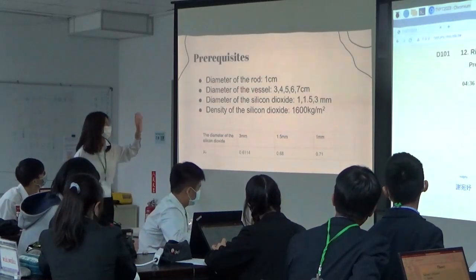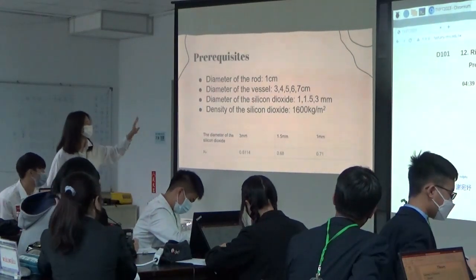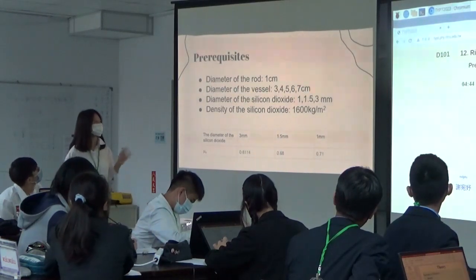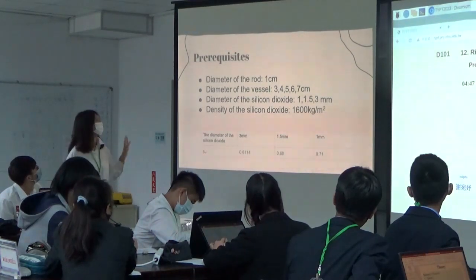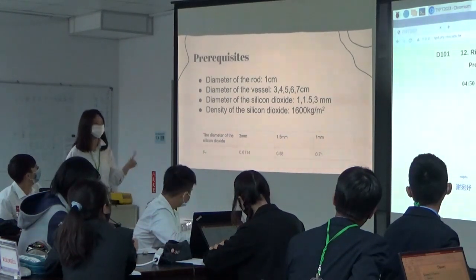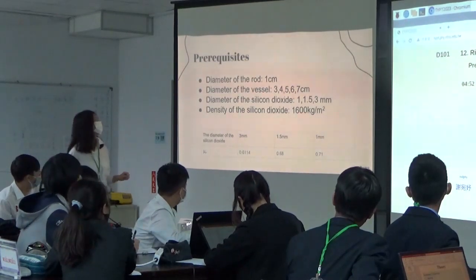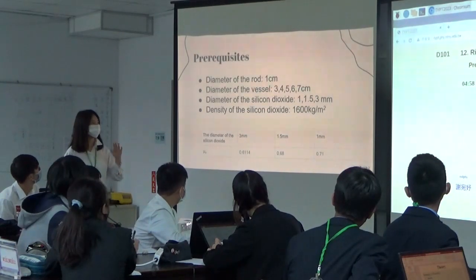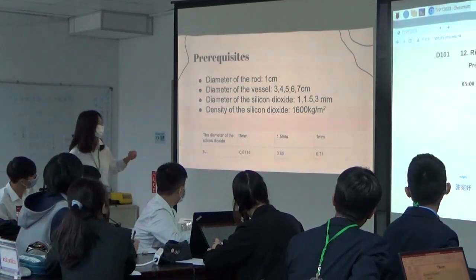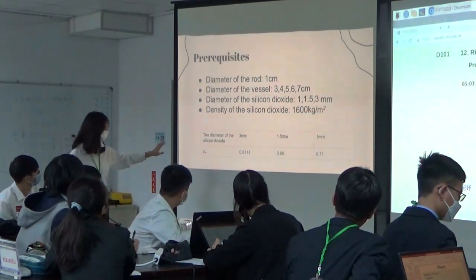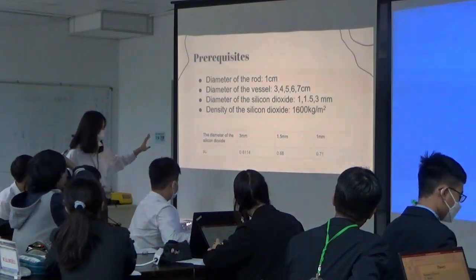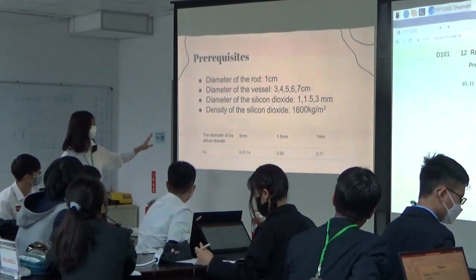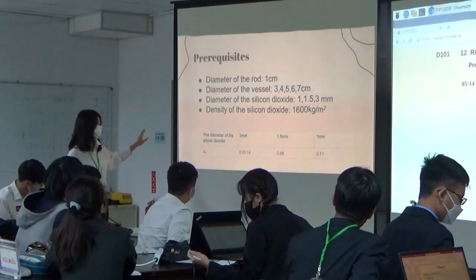For our setup, first, the diameter of the rod is 1 centimeter, and the diameter of the vessel will be 3 to 7 centimeters. The diameter of the silicon dioxide will be 1.5 to 3 millimeters. And the density of the silicon dioxide will be 1,600 kg per cubic meter. And this is the static friction conversion theory formula that we use to calculate.